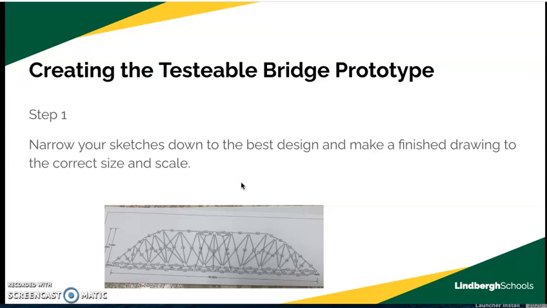Once we've come up with 3 sketches, then we need to take the design that we like the most, and you're going to have to actually draw this to nice scale dimensions. You want to make sure that your design is symmetrical. And what I mean by symmetrical is one side of your bridge needs to be exactly the same as the other side of the bridge.